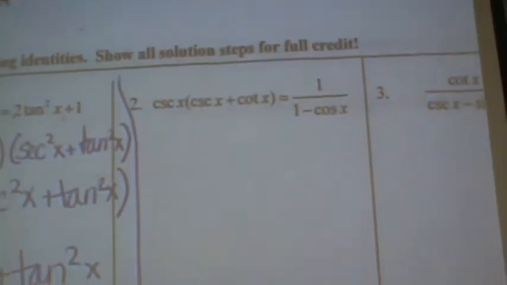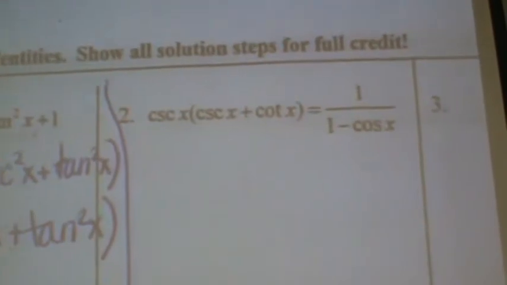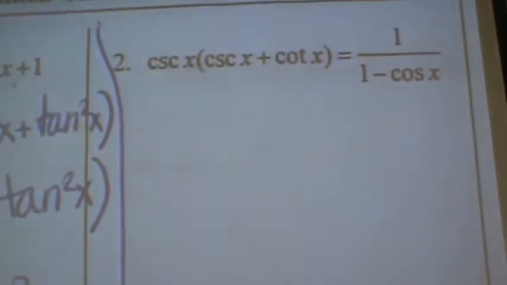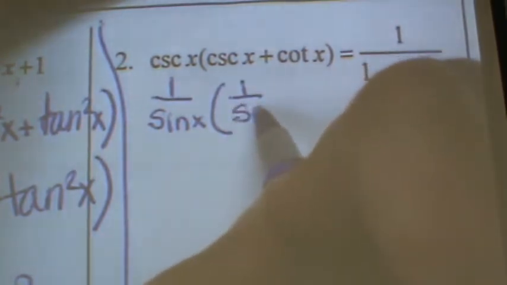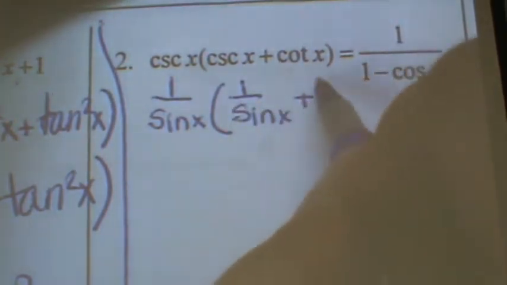Okay, this next one. When you see the word cosecant or secant or cotangent, you can rewrite them. What's another name for cosecant? 1 over sine. And what's another name for cotangent?